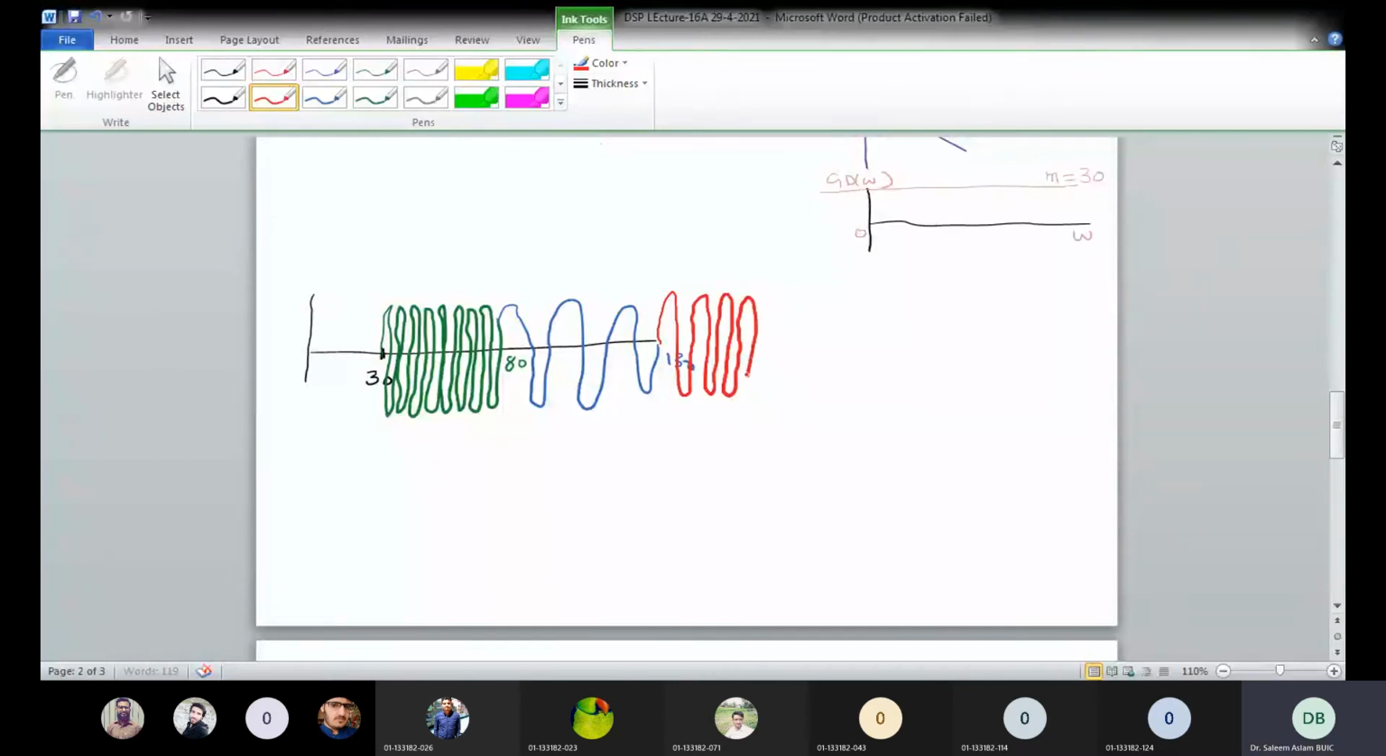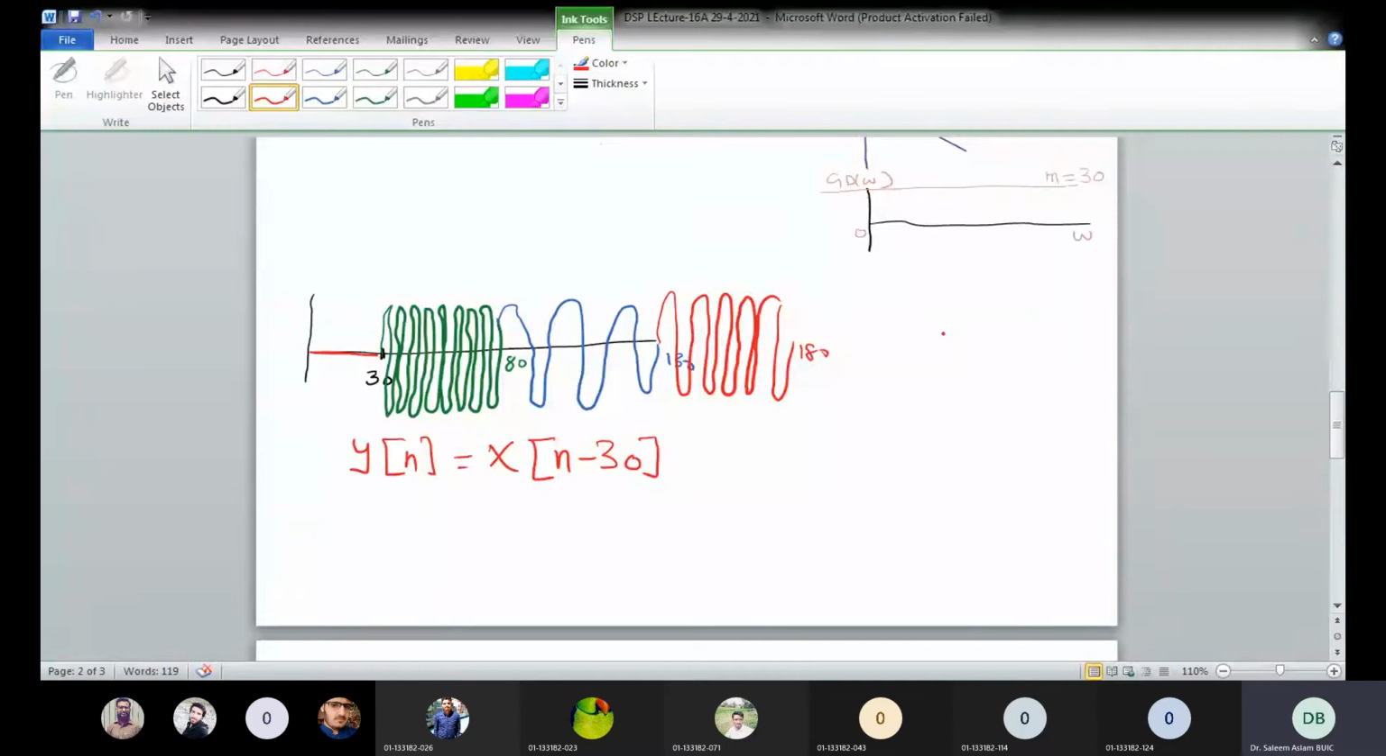Concept clear हुआ है कि क्या effect हो रहा है? Yes, sir. So you have only delay. So अगर हम input और output को देखें तो I can write the expression that y of n is simply equal to x of n only with 30 sample delay. But that is only possible when you have a constant group delay function.